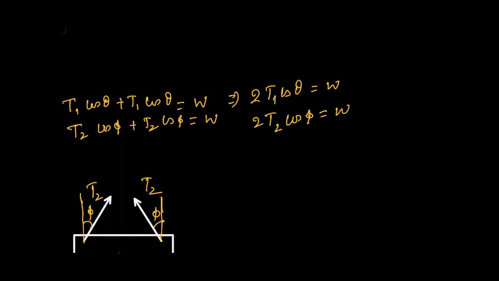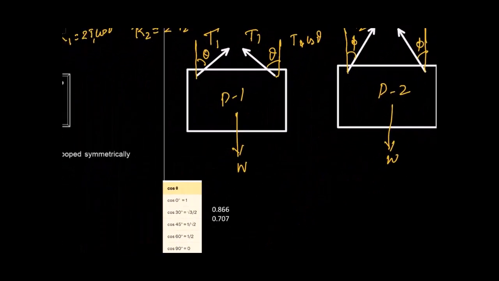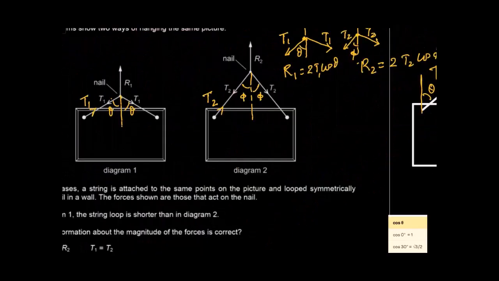So it means that T1 cos theta is equal to T2 cos phi. So from here we can say that T1 upon T2 is equal to cos phi upon cos theta. But from the two figures, it is clear that theta is greater than phi.